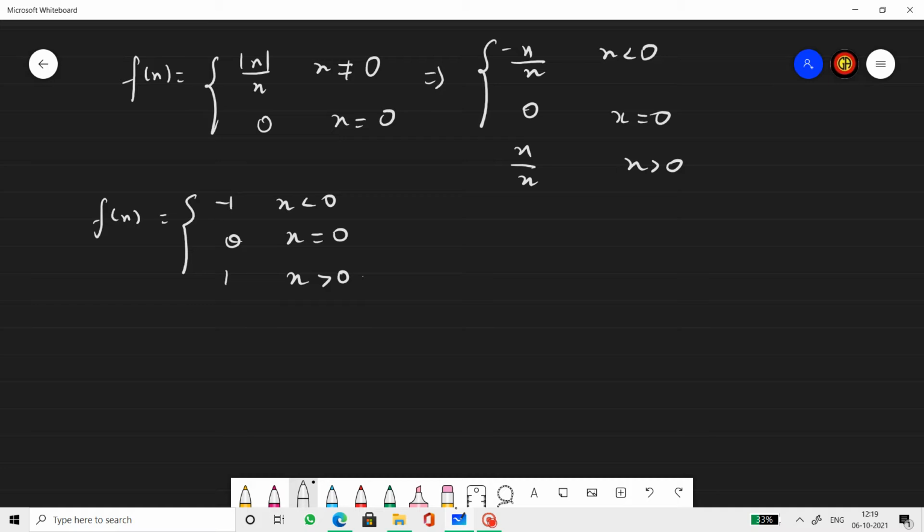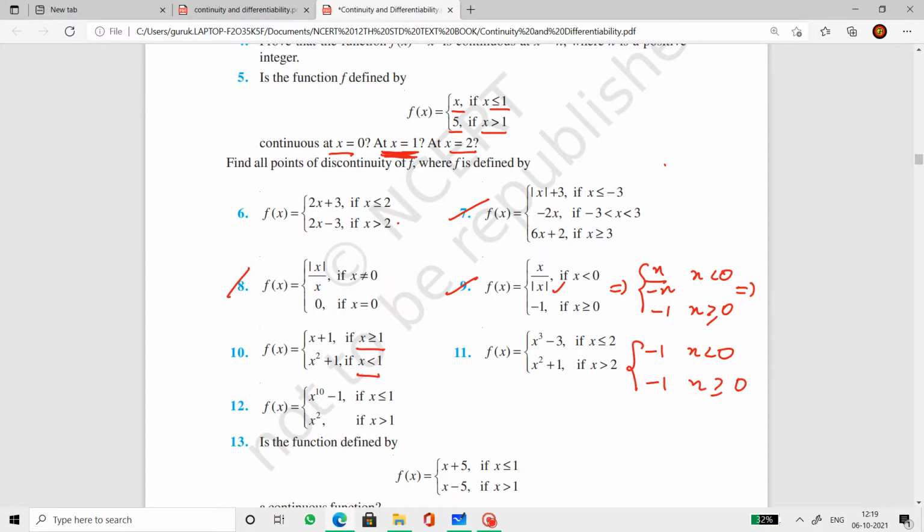Now, if I am asked to check the continuity at 0, we do it for 0 here. The limit as x tends to 0 minus will be on the function minus 1, so the answer is minus 1. The limit as x tends to 0 plus will be on 1, so the answer is 1. Therefore, the left hand limit is not equal to the right hand limit here. Hence, the point of discontinuity is 0. So that is how we do the questions from this page. Alright.